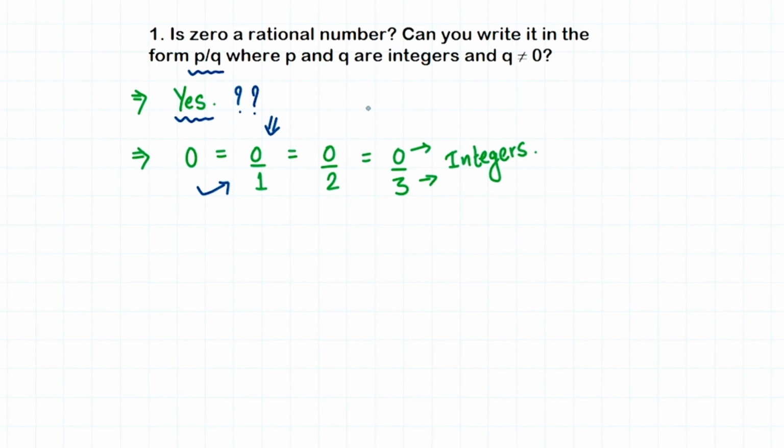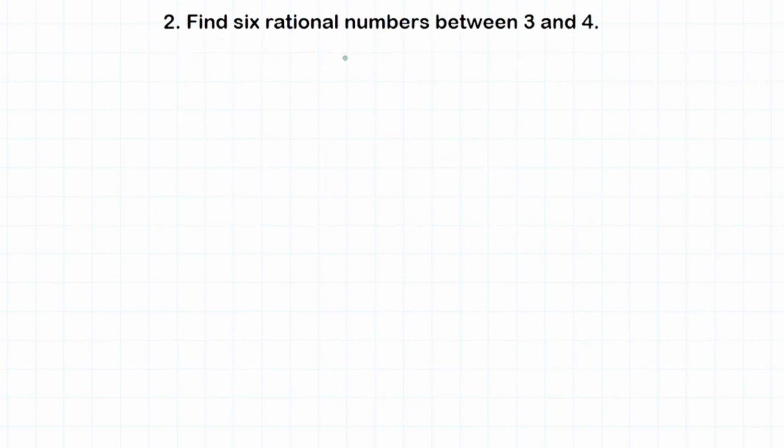Now, let's look at our second question. So we have our second question over here. We need to find 6 rational numbers between 3 and 4, right? Now, this question is also interesting because we can find rational numbers between 3 and 4 in so many ways, okay? But in this video, we'll just look at 2 different ways.